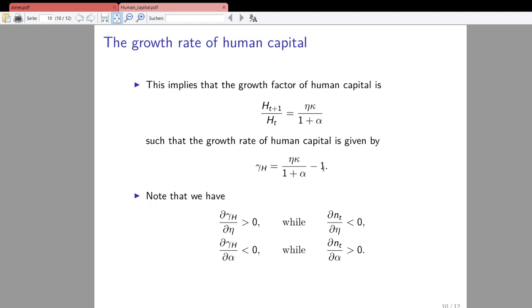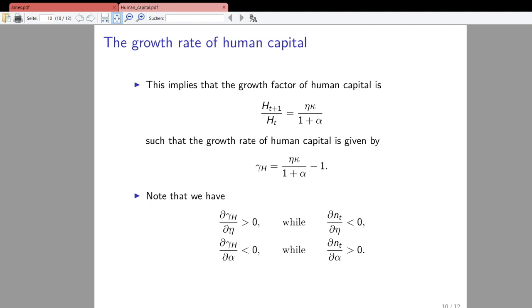Now, if we subtract 1, we get the growth rate of human capital on the aggregate human capital on the left-hand side. And now what we see is that the growth rate of aggregate human capital increases with eta, where you remember eta was the weight on education in parental utility.